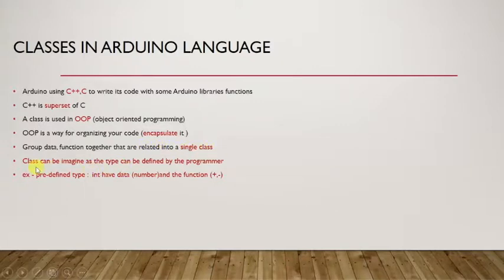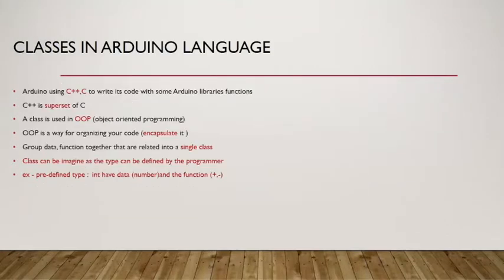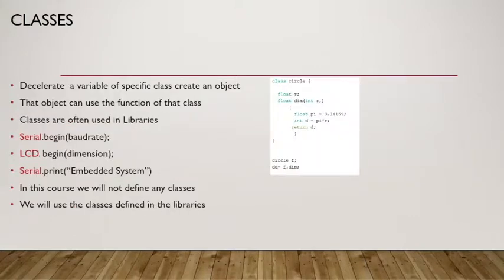A class can be imagined as a type. For example, integer and float are all classes. This class has its own number of functions: addition, subtraction, multiplication, and so on. In this course, I will not explain classes or the basics of C, but this is just a review of what classes are.